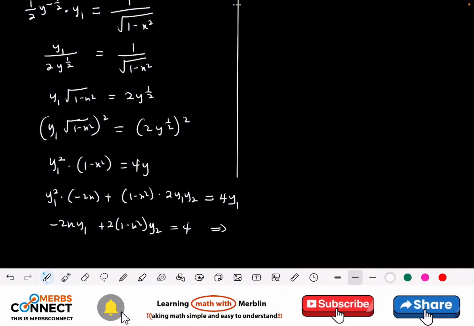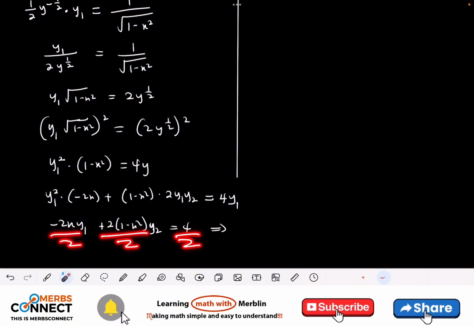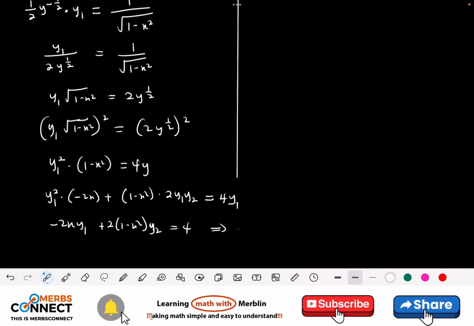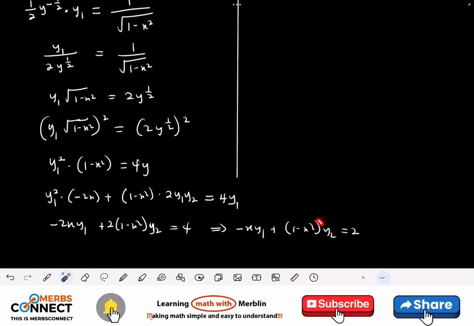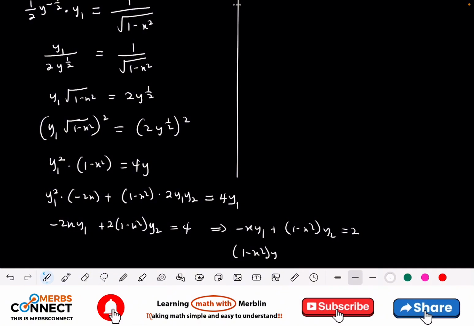So by simplifying this, I can divide 2 by 2, divide 2 by 2, divide 2 by 2, right? So when I do that, I'm going to have negative x y1 plus 1 minus x squared y2, which is equal to 2. So finally, we are going to have something like this. If I want to bring this term first, I'm going to have 1 minus x squared y2 minus x y1 minus 2 is equal to 0. So this is what we are going to have.